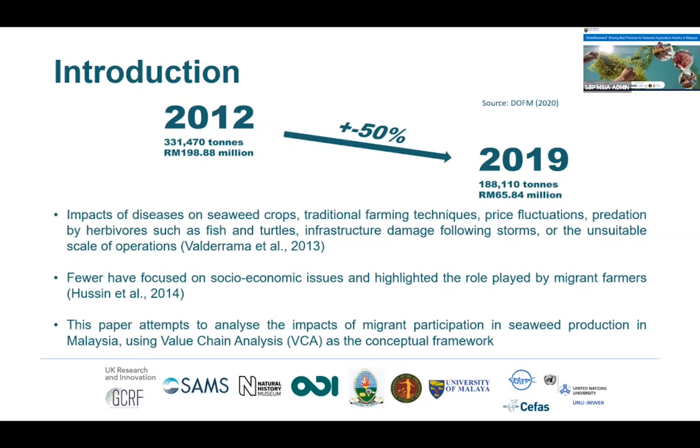Several studies in Malaysia have addressed biological and macroeconomic aspects of seaweed cultivation, but fewer have focused on socio-economic issues. So this paper attempts to analyze the impact of migrant participants in seaweed production in Malaysia using value chain analysis as the conceptual framework.